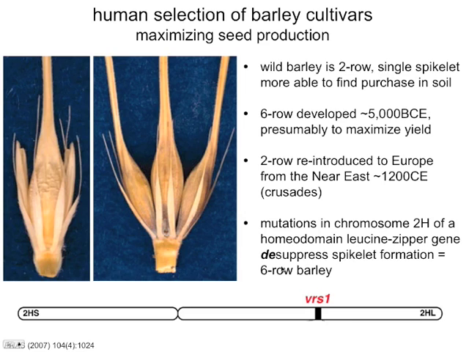The protein encoded by this gene, called VRS1, usually acts to suppress spikelet formation so that we keep the number of fertile spikelets down to 1. That's a 2-row. When we mutate that gene, as happened several times in the development of 6-row barley, we desuppress that spikelet formation, and that allows the development of those fertile spikelets. That's 6-row barley.